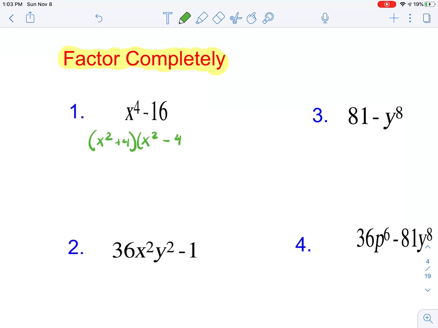x squared minus 4. Now, because x squared is a perfect square, and 4 is a perfect square, it should really be screaming at you off the page: factor me, factor me, factor me. Now, things to remember. There is no such thing as a sum of two perfect squares. No such thing.